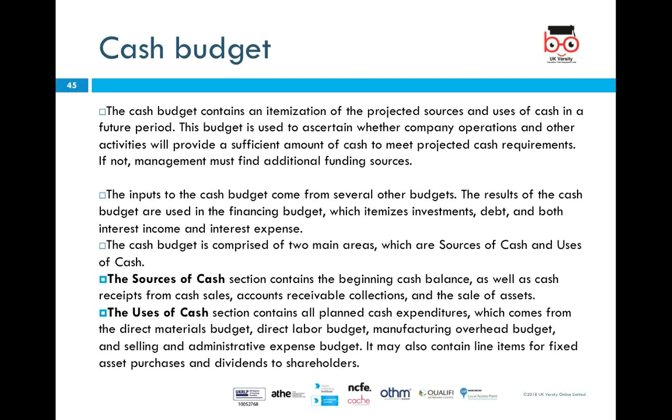The cash budget comes from several sources, and its results are used in the financing budget, itemized investments, debt, and both interest income and interest expense to compensate. The cash budget is comprised of two main areas: sources of cash and uses of cash, which are receipts and payments. We have discussed the different heads of the sources of cash, that's the income, the receipts, and then the payments, the uses of cash, that's the utilization of cash.